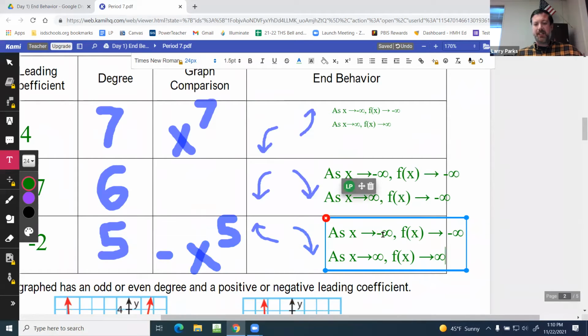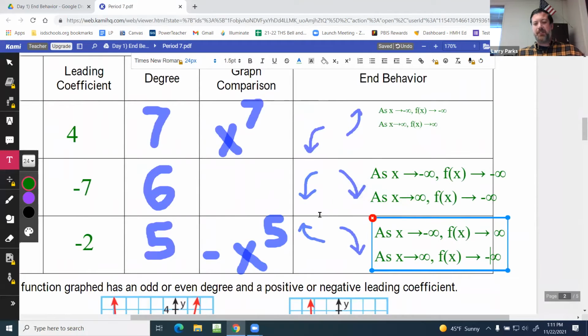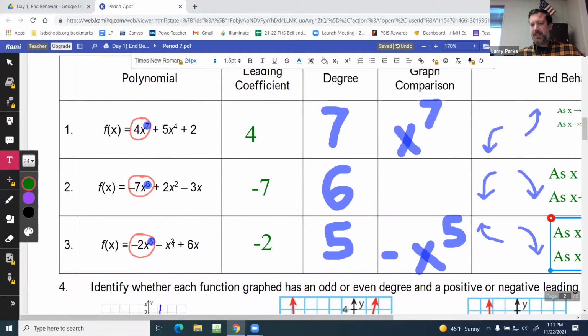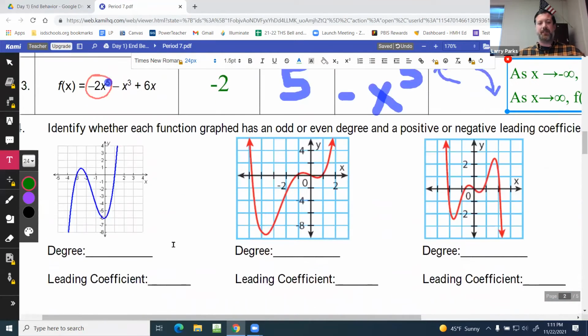On the left, it goes down. Oh, on the left, it goes up. Get rid of that negative. On the right, the function goes down. So I hope you're understanding this notation. And if I confused you on this part, type it in Desmos and see what it looks like.